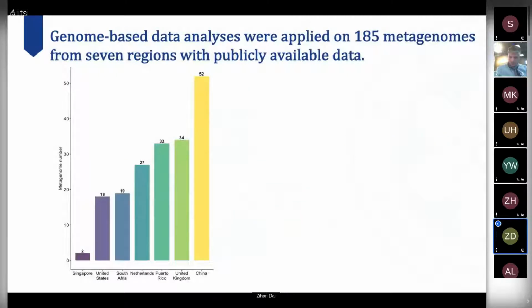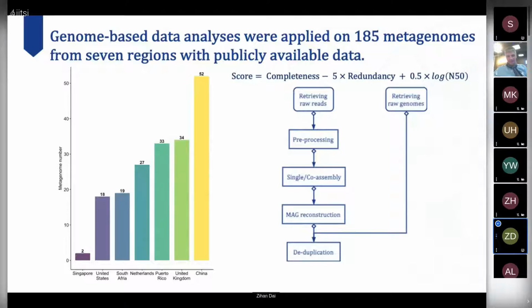To reconstruct the genomic resource for drinking water microbiome, 185 metagenomes collected from full-scale drinking water distribution systems were retrieved, including publicly available data and the data generated in our group. These metagenomes covered 7 regions worldwide, including Singapore, United States, South Africa, Netherlands, Puerto Rico, United Kingdom, and China.